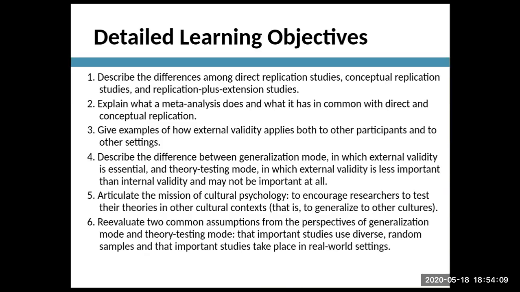3, give examples of how external validity applies both to other participants and to other settings. And describe the difference between generalization mode, in which the actual priority is external validity, and theory testing mode, in which external validity is not only less important, but it may not be important at all. And what are the differences between those 2 types of study with an experiment?